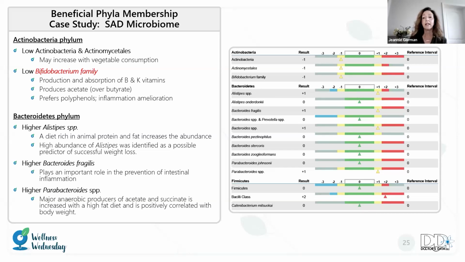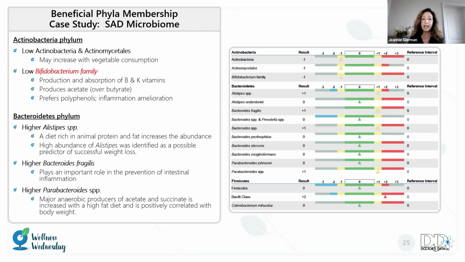With those types of diets with low soluble fiber, we're often going to see a whole entire Actinobacteria phylum, which is the very first phylum, the Actinobacteria, the Actinomycetales, and the bifido family, Bifidobacterium. Usually and often, 1, 2, or all 3 of those are low. So those are suffering due to the diet. Bifidobacterium is a cornerstone species found in many probiotics, responsible for the manufacture and absorption of our B vitamins and K vitamins within the large intestine, the exogenous ones. It creates short-chain fatty acids like acetate, and does prefer polyphenols, which also can help. The bifido can also help ameliorate inflammation in the gut.